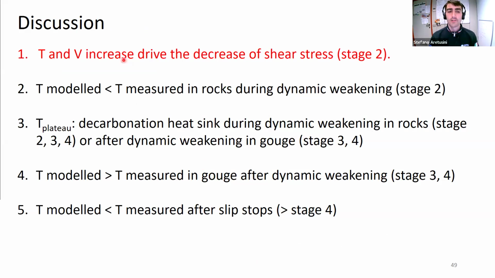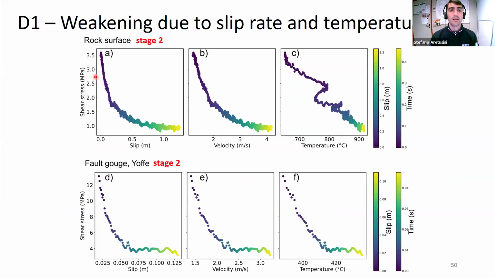So let's try to discuss our results. The first point I want to make is what's happening during dynamic weakening. So during dynamic weakening, this is only stage 2 in rocks and in fault gouge with the Joffe slip rate function. You can really see how shear stress is decreasing with increasing slip.